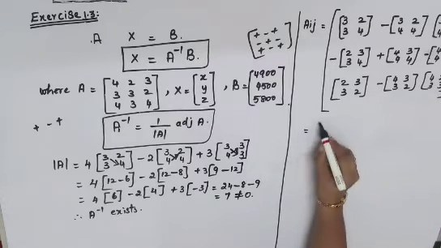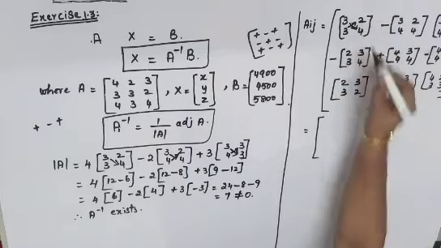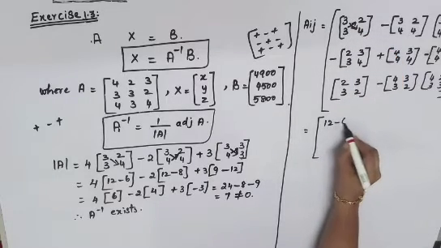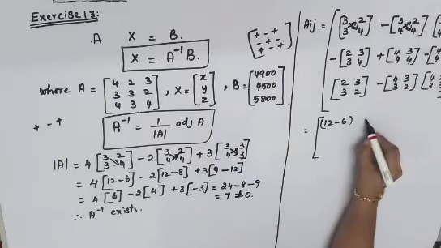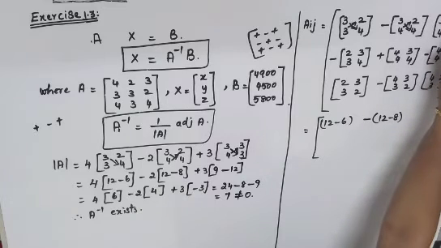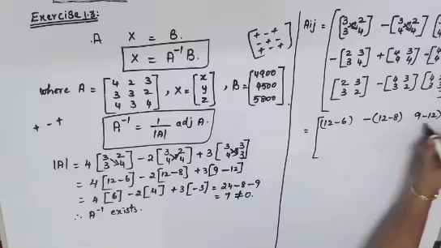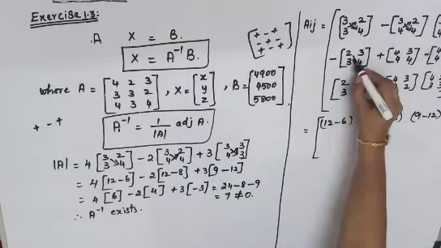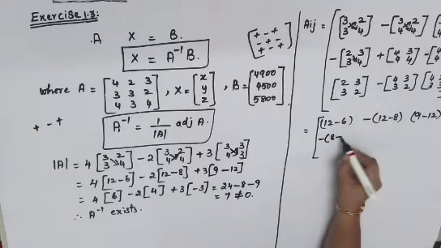So solving, 3 4s are 12 minus 6. 4 3s are 12 minus 8, minus is outside. Then this is 3 3s are 9 minus 12. Next is 2 4s are 8, minus is outside, 2 4s are 8 minus 3 3s are 9.